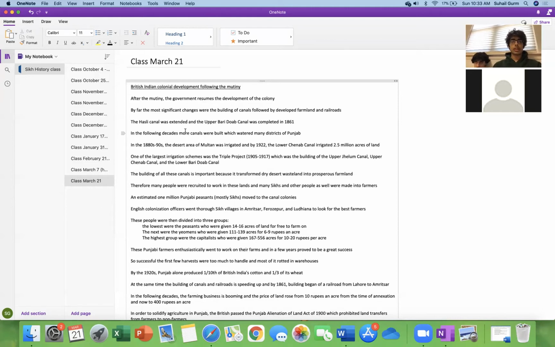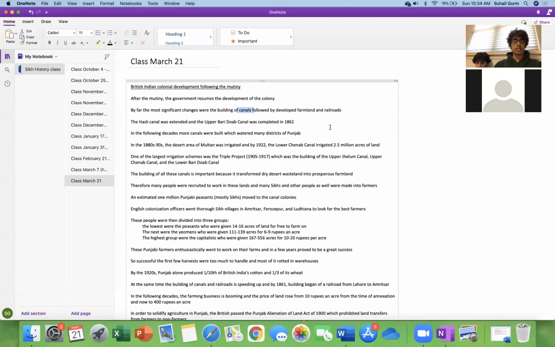So pretty much after the mutiny, the government's going to resume the development of the colony, especially in Punjab, because that's their newest territory. And by far, the most significant change that they made right after the rebellion is the building of canals and the developing of farmland, and also the addition of railroads. Remember, the British started to build a lot of the infrastructure, like railroads, schools, buildings, farms, all that stuff. And canals were probably the biggest thing that they made in India. There was a ridiculous amount of canals that brought water to so many different lands. It's really the reason that Punjabi farming is even a thing, even today.